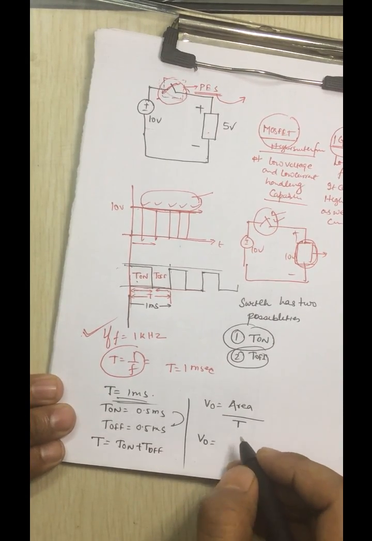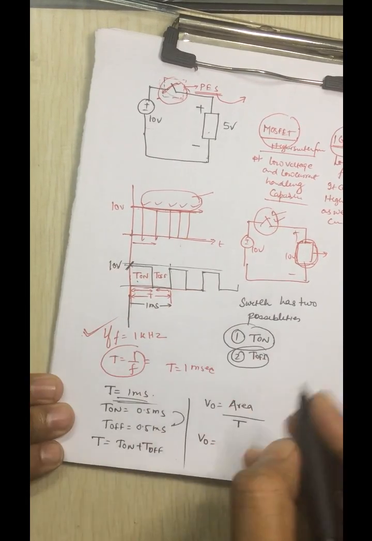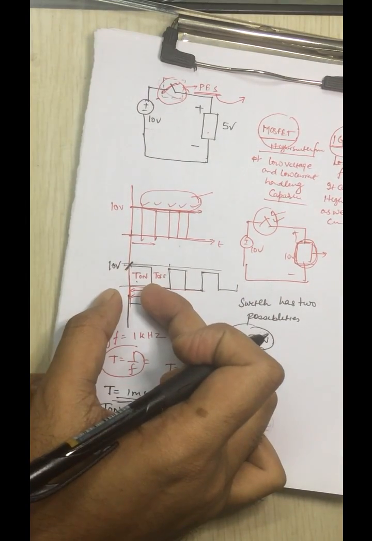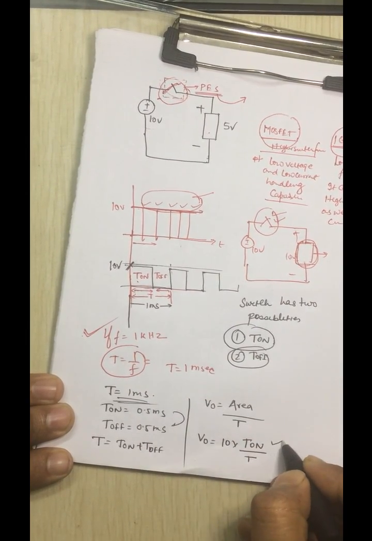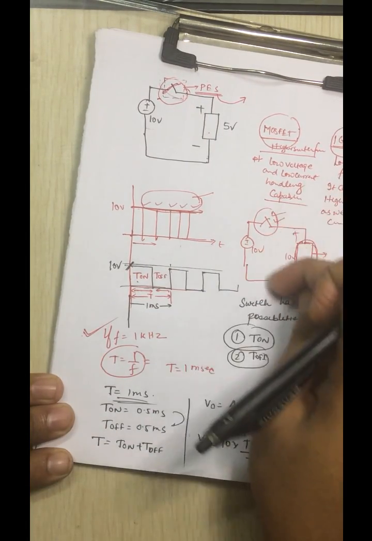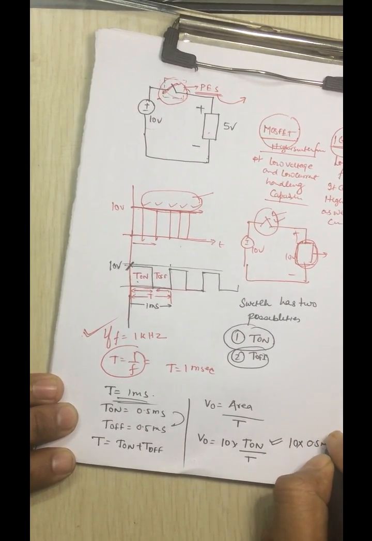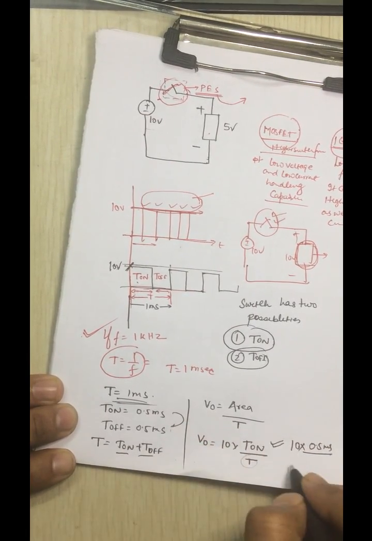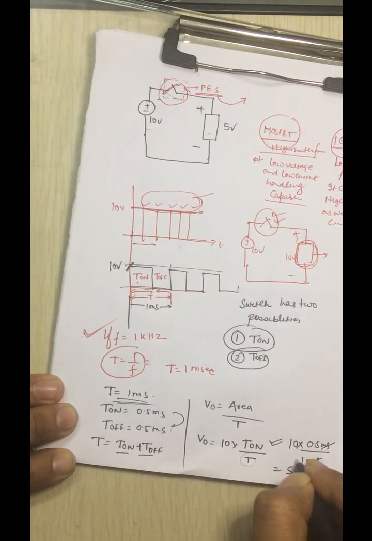So V output equals what? This voltage is the peak voltage, 10 volt. So 10 volt into, for how much duration has this waveform appeared? This is for 0.5, so this is T on by T. You will get the desired output voltage. How much output voltage will you get at the load side? 10 into 0.5 millisecond by the whole time period, which is T on plus T off, 1 millisecond. So the millisecond cancels out, and at the output you are getting 5 volt.